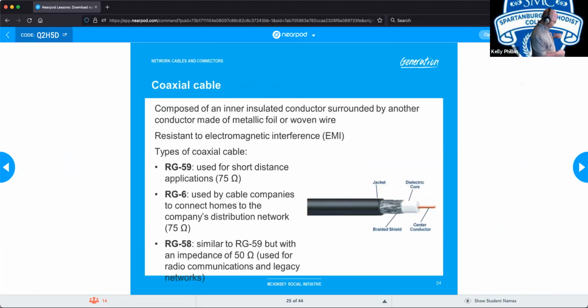All right, changing gears. Now I want to talk about coaxial cable. Talked about the connectors. Now we got to talk about the cables themselves.